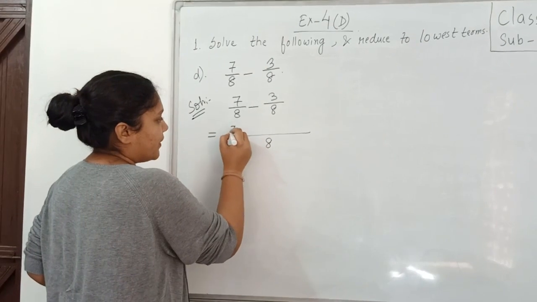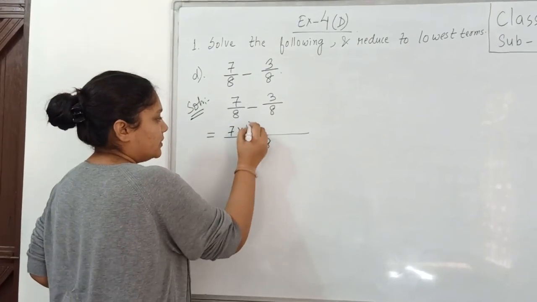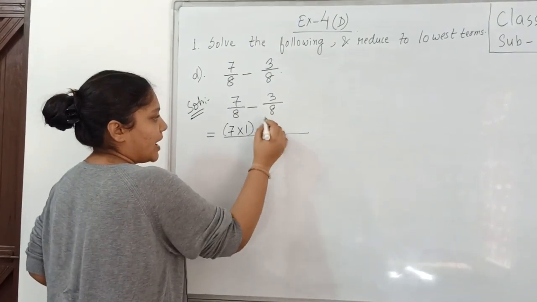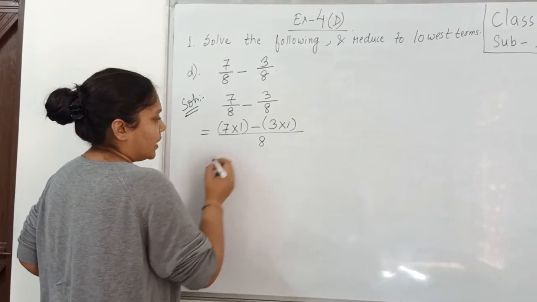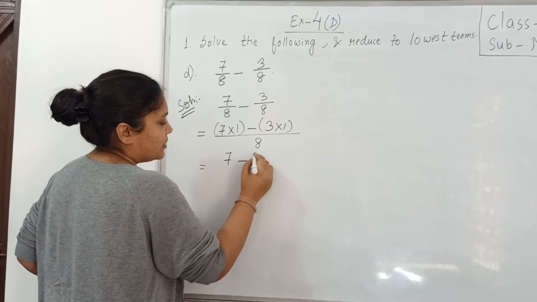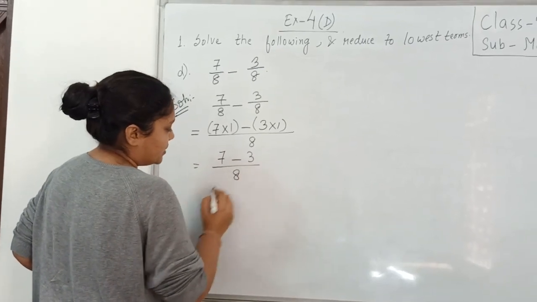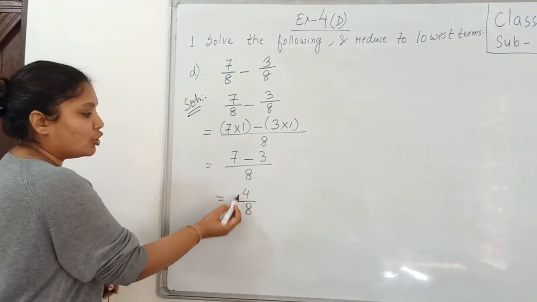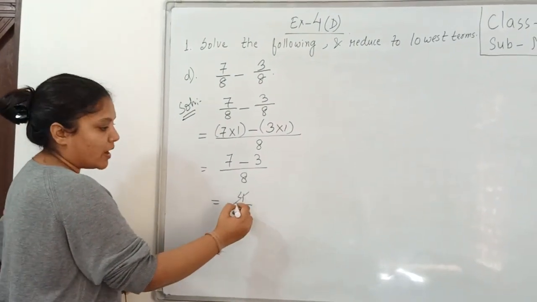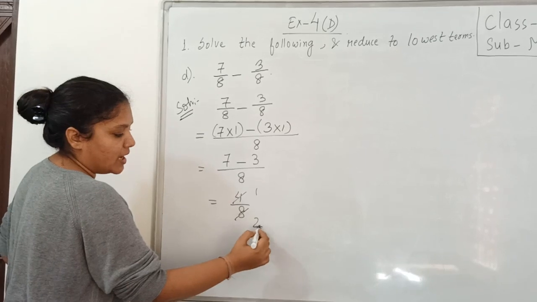Now here 7, 8 1s are 8, minus. Here is a minus sign, so we are writing the minus sign here, into 1. 7 1s are 7. 3 1s are 3 by 8. 4 by 8. Now just see, we can reduce this to the lowest term, right? 4 1s are 4. 4 2s are 8.